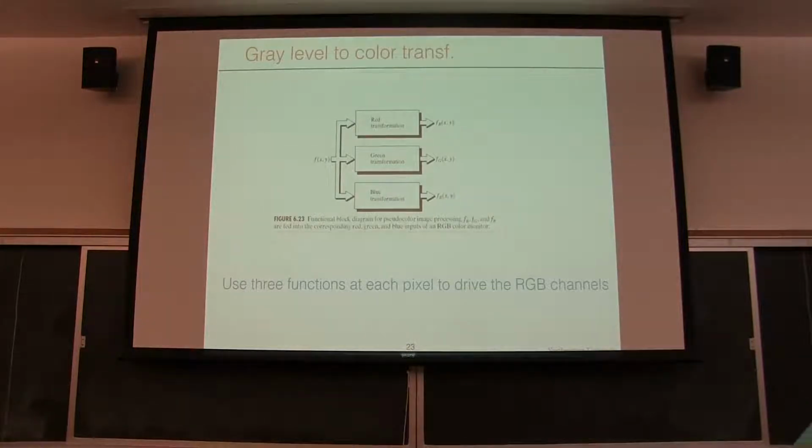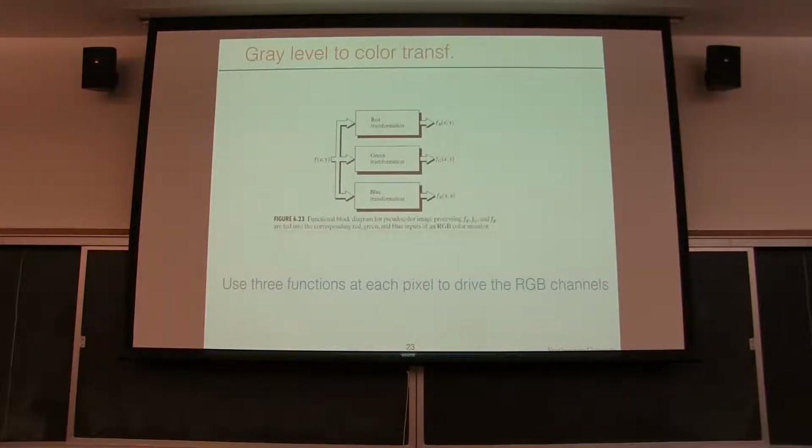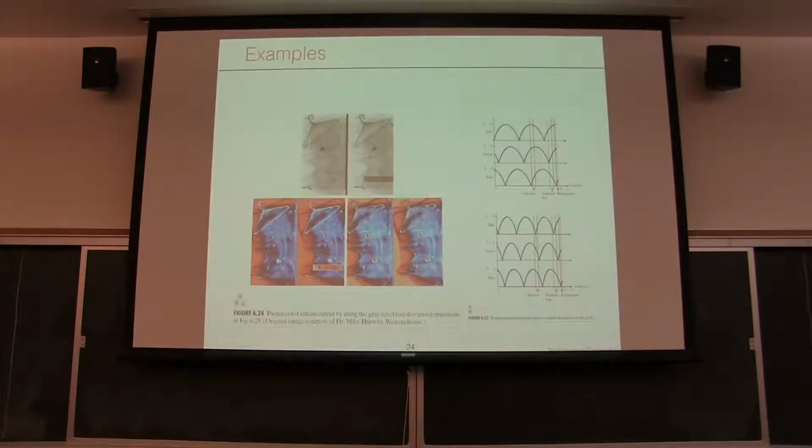So in general, you have some image where each pixel represents a function of location x and y. So I have f of x, y. And then I can apply some kind of transformation to that, such that I get something for the red band, something for the green band, and something for the blue band. And then I send that to my monitor, and I look at them.